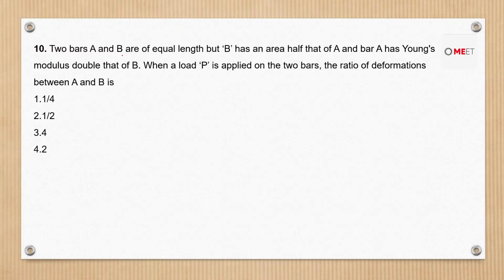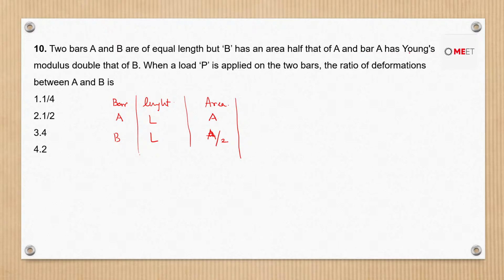Next, two bars A and B of equal lengths. Let's say there are two bars A, B. Lengths are same, but B has an area half of A. So area of B will be A by 2, and area of A will be capital A. And Young's modulus of A is double that of B: 2E for A, and E only for B. When the load is applied to both bars, the ratio of deformations: delta is equal to PL by AE, so delta is inversely proportional to AE.